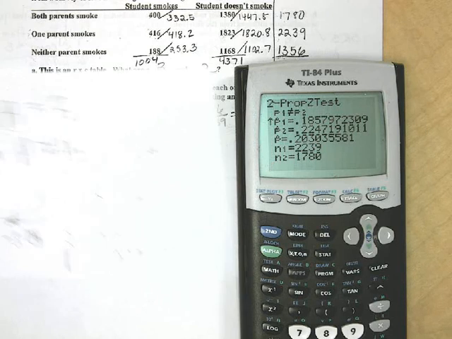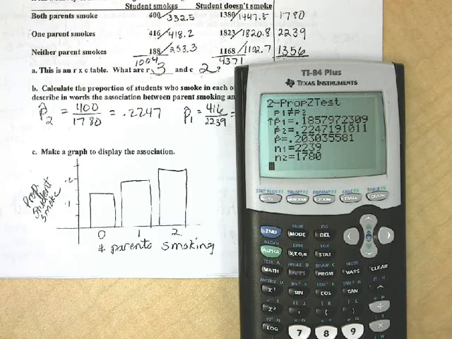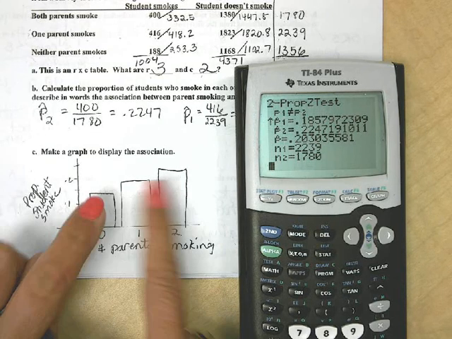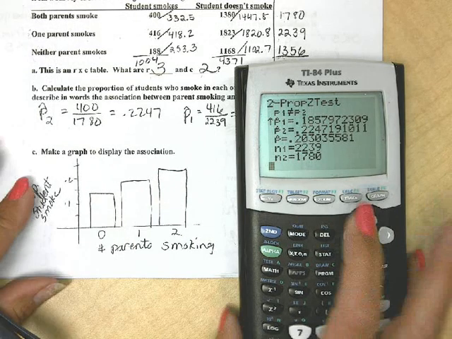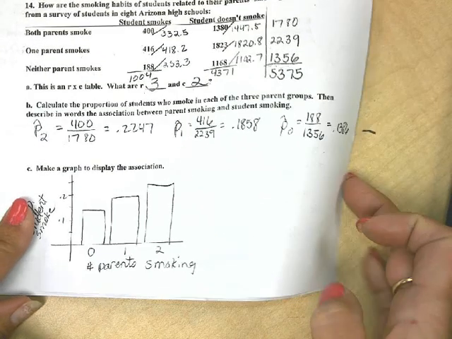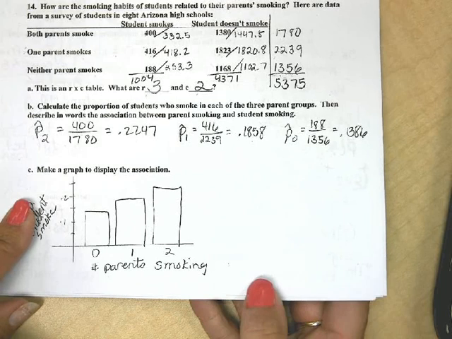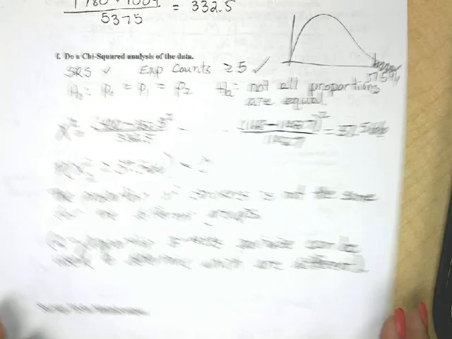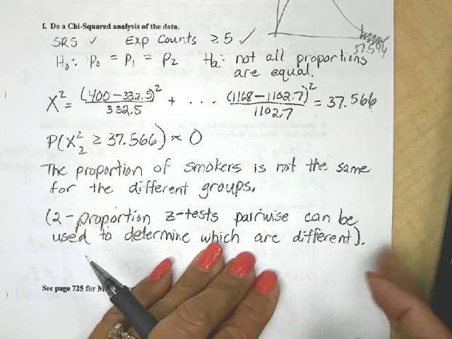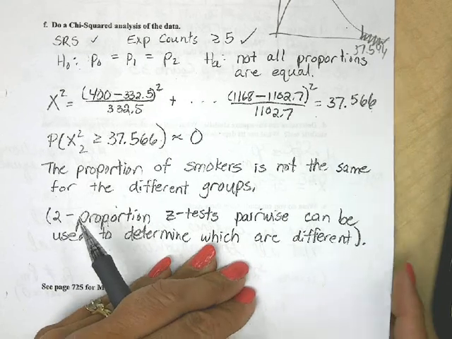Likewise, we could go through and find out if there's a difference between 0 and 1 and between 0 and 2. I believe I've done all of these, and I don't think any of the proportions are actually equal. Okay, so that will get you started, and we'll go through the other example in the next video.